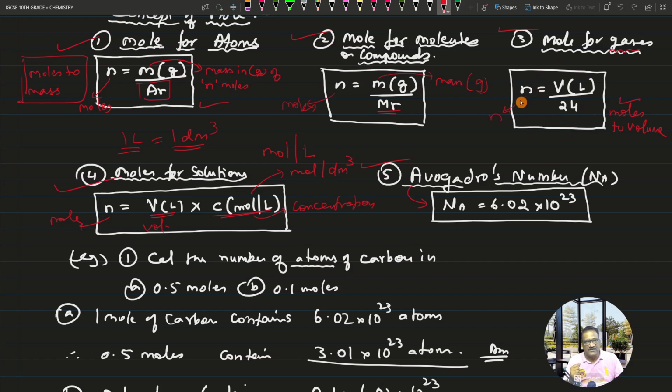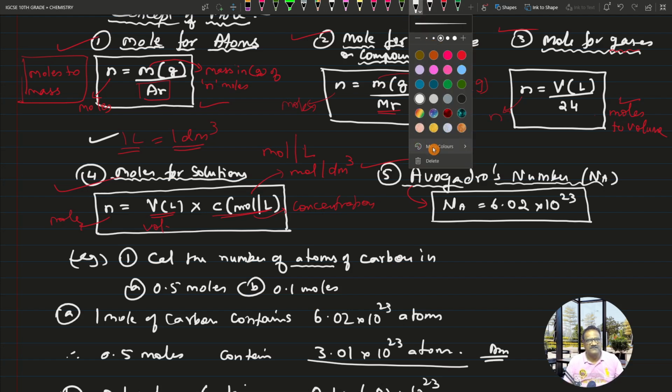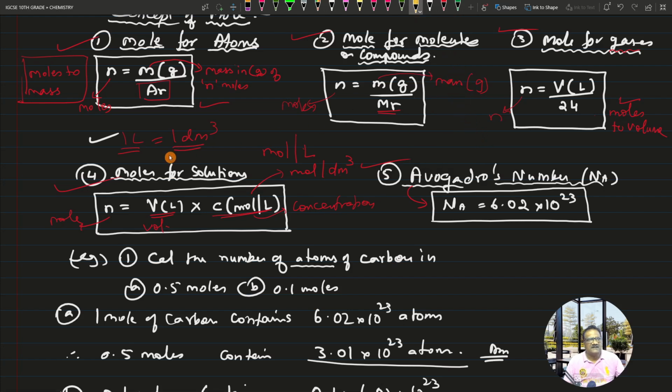Okay, so this formula says that n is equal to V in liters upon 24, right, where n is the number of moles again, and V is the volume in liters. Okay, now here I mentioned over here 1 liter and 1 decimeter cube is one and the same, right? So this is having the same meaning, 1 decimeter cube and 1 liter, right? Okay, fine. Now let us move on.